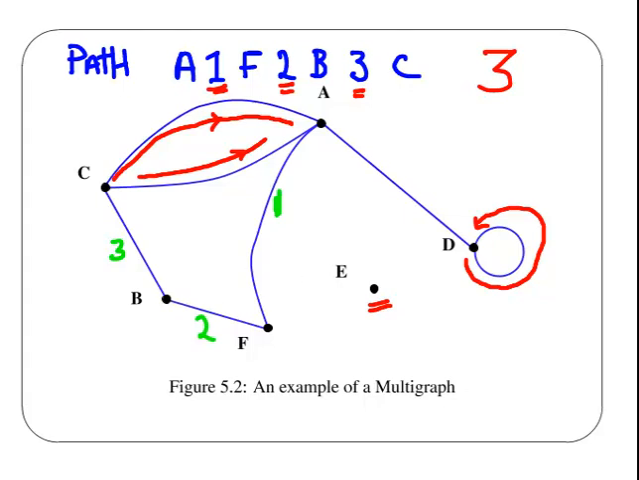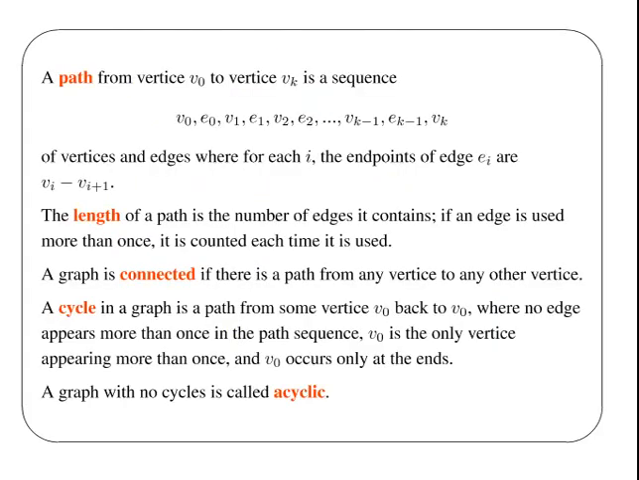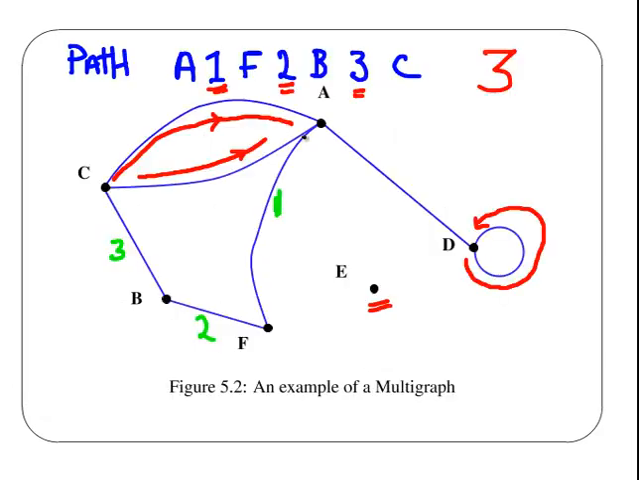1, 2, 3. Couldn't be simpler there. Now, a graph is connected if there is a path from any edge to any other edge. Now, let's look at this previous one here. This one is not connected. This graph is not connected because there's nothing connected to E. E is not connected to D, it's not connected to A, it's not connected to F. If you are bound by these edges, you cannot reach E. So it's not connected.